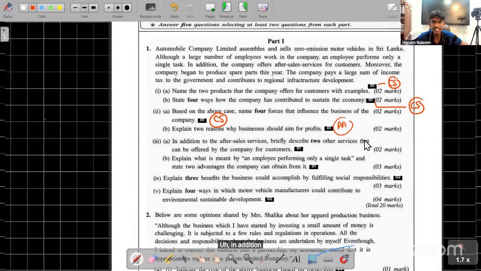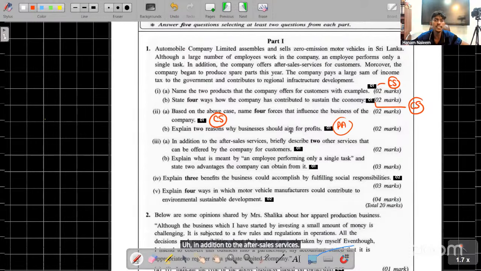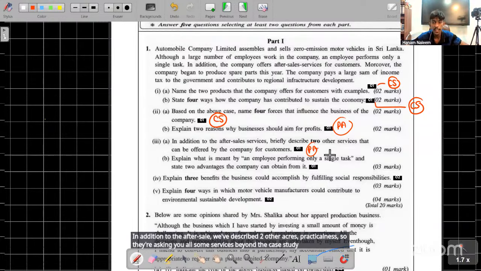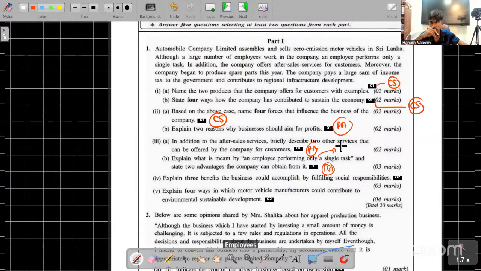In addition to the after sales services, briefly describe two other services that can be offered by the company for customers. What do you say about this one? It is practical. They are asking for some services beyond the case study. And also explain what is meant by employees performing only a single task. Is it a teacher's guide? Can I know the word for this? Employees performing only one single task. What do you say for that? They are given the definition. What's the question? It is the division of labor. They are asking for the advantages of division of labor.